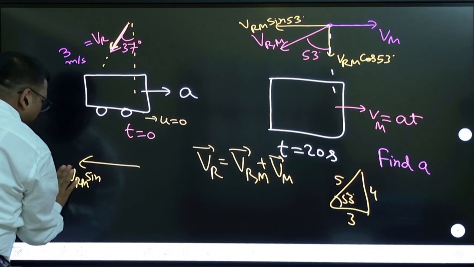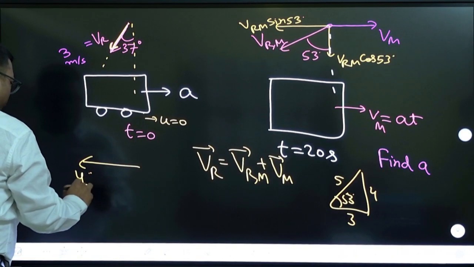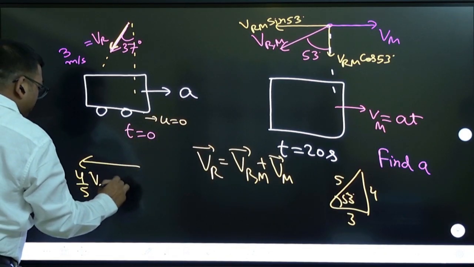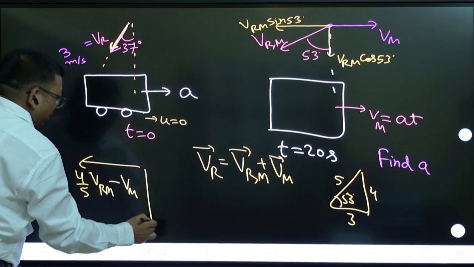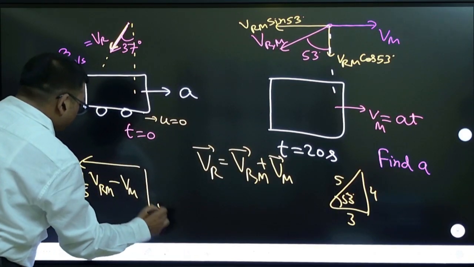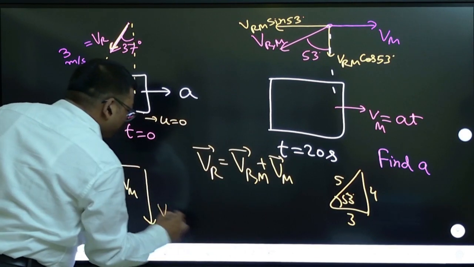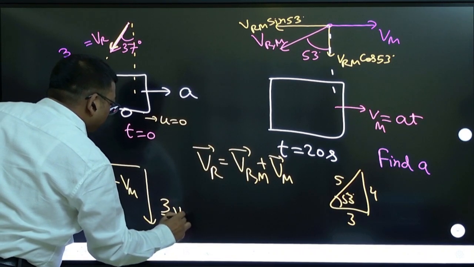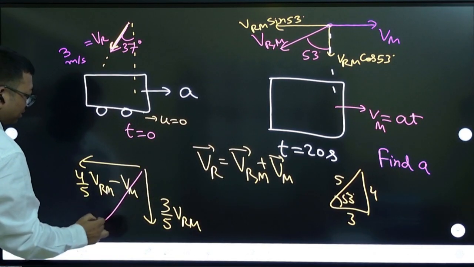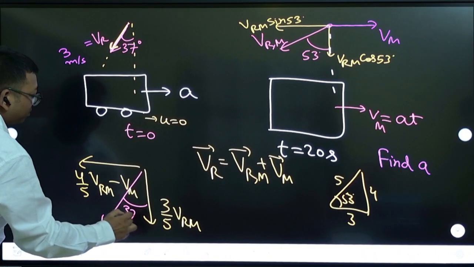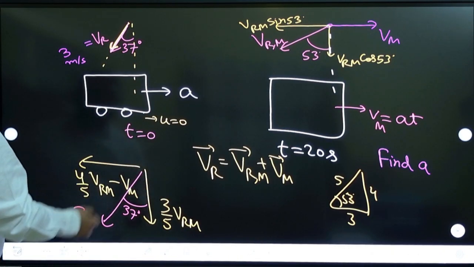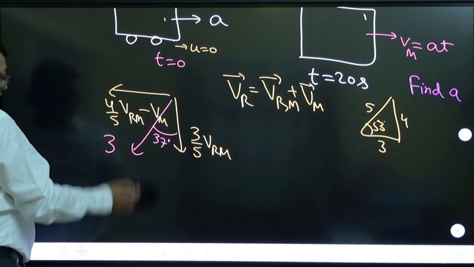So 4 by 5 VRM, and the opposite Vm I am going to subtract. And in this direction, VRM cos will be 3 by 5 VRM. Now we already know that the resultant is this one. The resultant is making angle 37, and we also know this value, 3 meter per second. So with this diagram we can play with that and solve it.